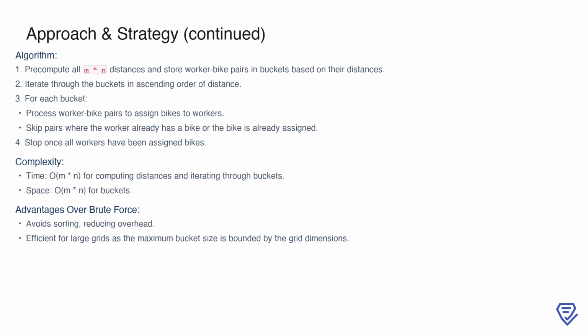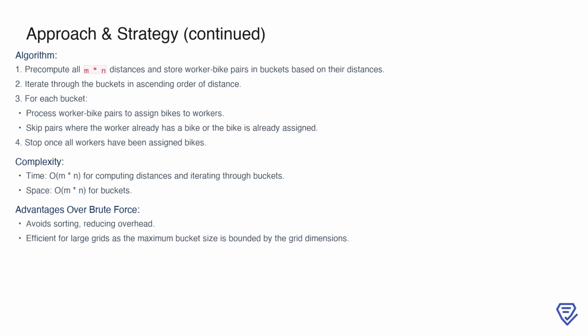The optimized bucket sort approach involves a few key steps. First, we compute the Manhattan distances between all worker bike pairs, just as in the brute force approach. However, instead of storing these pairs in a single list to be sorted, we place them into buckets, where each bucket corresponds to a specific Manhattan distance. For example, all pairs with a distance of 1 go into the first bucket, pairs with a distance of 2 into the second bucket, and so on.